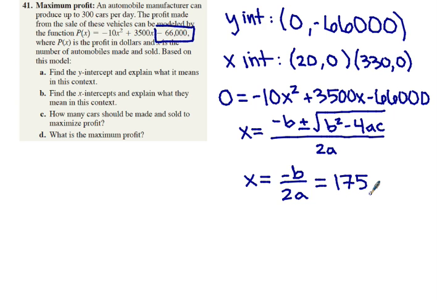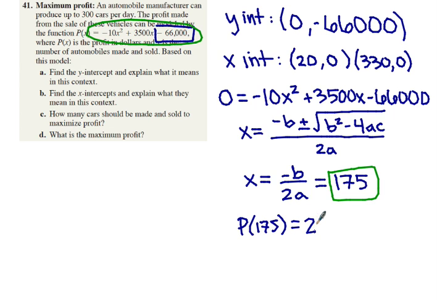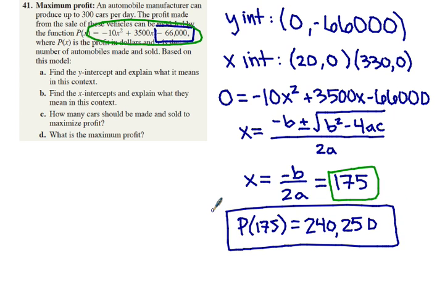So this tells me that to maximize my profit, if I want to get to the top of that parabola, I want to make 175 cars. So I can then take this piece and plug it back into the original equation for x, and I'll see that the profit of x when I make 175 cars is $240,250. So this tells me that when I sell 175 cars, I'm going to be able to generate a profit of $240,250.